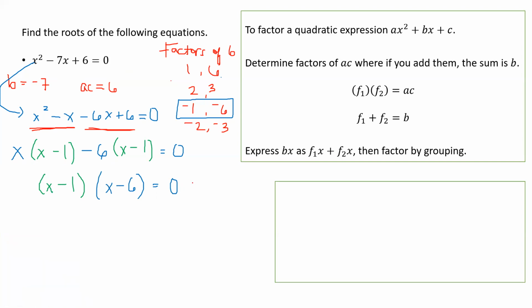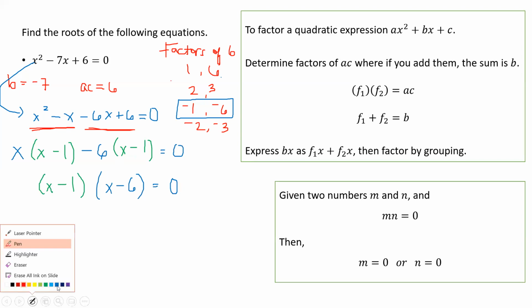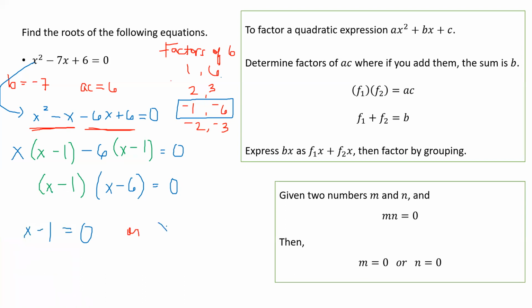So what now? If we have two numbers that are multiplied together and their product is 0, at least one of them is equal to 0, right? So that means x minus 1 is equal to 0, or x minus 6 is equal to 0.